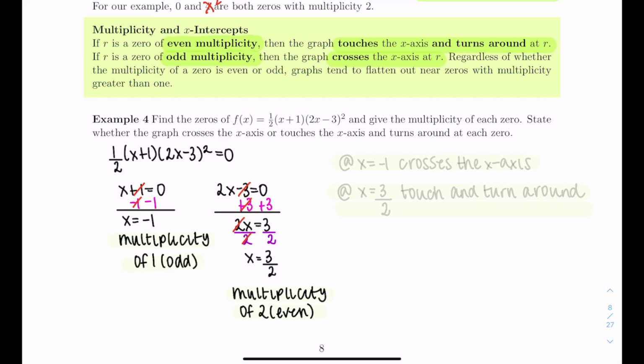And so what this means, at x = -1, because the multiplicity was odd, that means that it crosses. At x = 3/2, because our multiplicity was even, it was 2, it's going to touch and turn around.